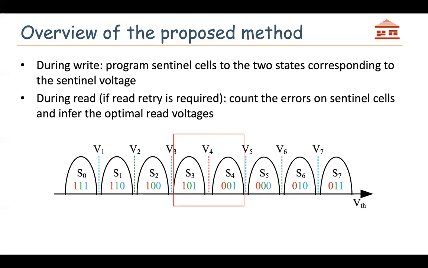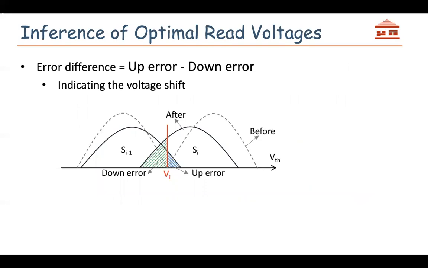And during read operation, we can count the number of bit errors on sentinel cells by comparing the original data and readout data, because we already know the original data we programmed on the sentinel cells. Therefore, the optimal value of the sentinel voltage can be inferred. We use the error difference to infer the optimal read voltage.